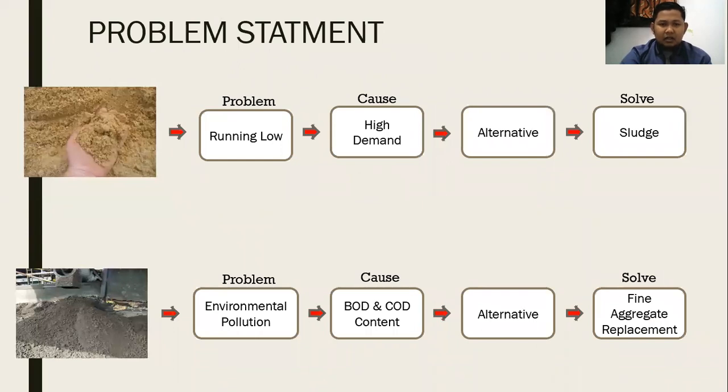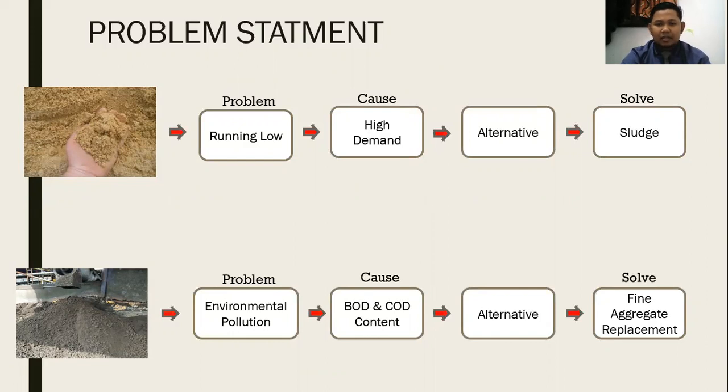For the problem statement, we know that the sand is running low, and the cause of this problem is that sand is in high demand for use in concrete. For the alternative, we are trying to use a sludge, which is the POME. The POME also has a problem, which is the environmental problem. This is caused by the BOD and COD content in the POME. The BOD and COD content is very high and gives a negative effect to the environment. So as the alternative, we are trying to use the POME as the fine aggregate replacement for sand.